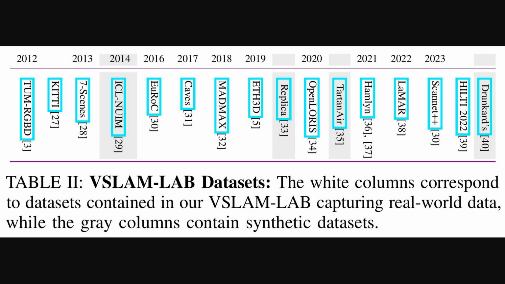Now, those benchmarks we just saw, well, they rely on a wide variety of test data, and that's where Table 2 comes in. It shows the extensive list of datasets that VSLAM-LAB actually supports right out of the box. You can see they span quite a few years, from 2012 up to more recent ones. It includes well-known ones like KITTI and TUM-RGBD, but also many others, both real-world data, shown in the white columns, and synthetic data in the gray ones. Having all these diverse datasets integrated really makes running those kinds of comparative tests much easier.